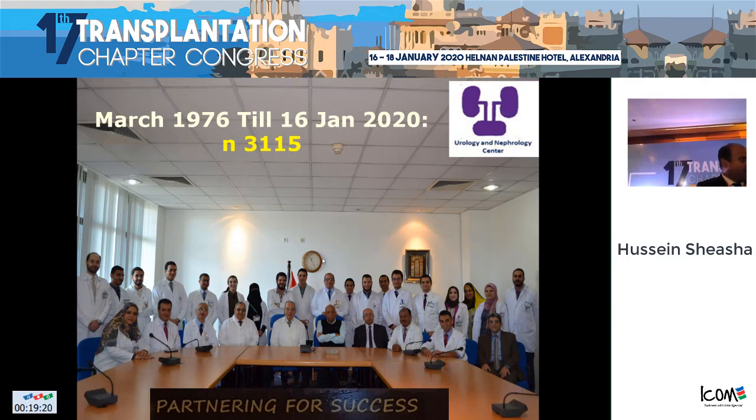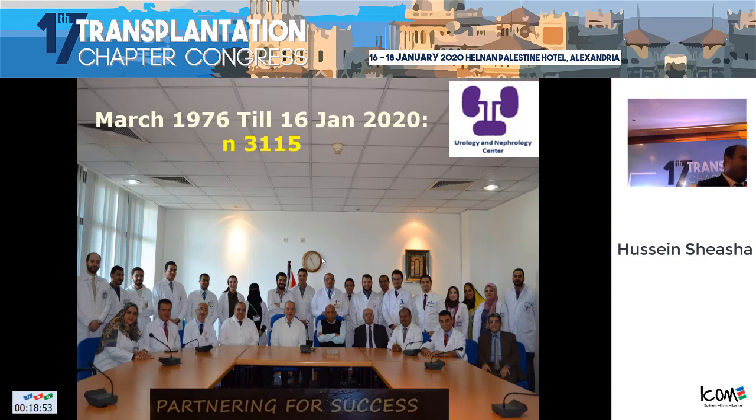Also, I am very proud to be a member with this unique team at Mansoura Urology Referral Center, with Professor Hunaim, the founder of the center, and Professor Sobh, the father of nephrology in Mansoura, and all professors and colleagues in this fascinating photo. This team has the experience of 3,115 live donor kidney transplantation.